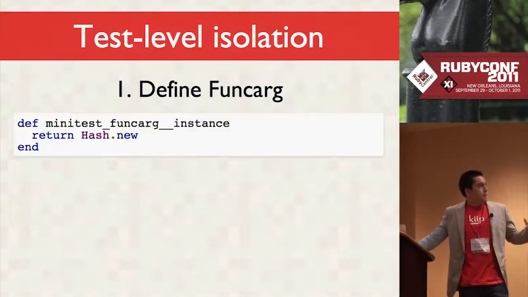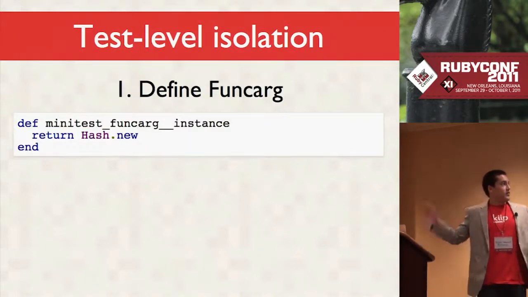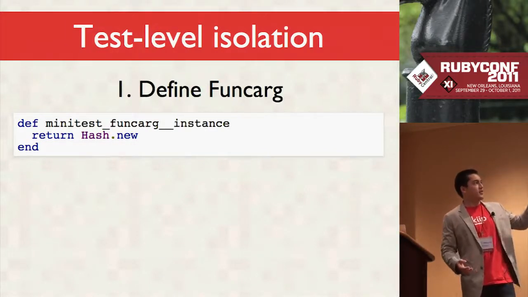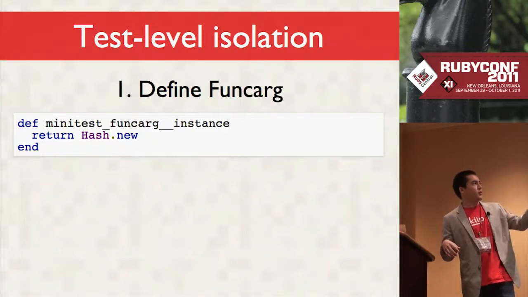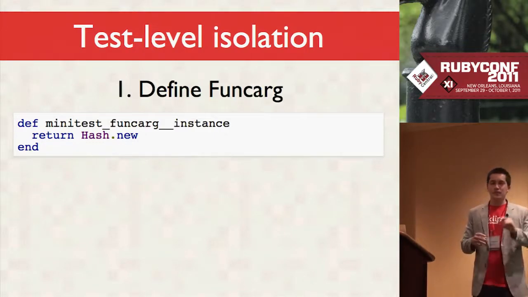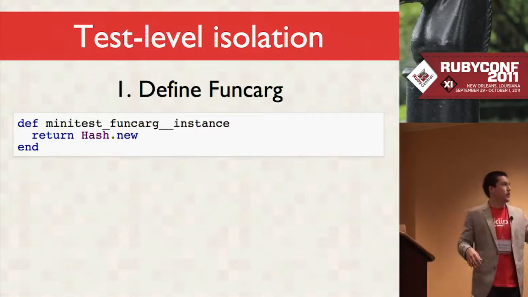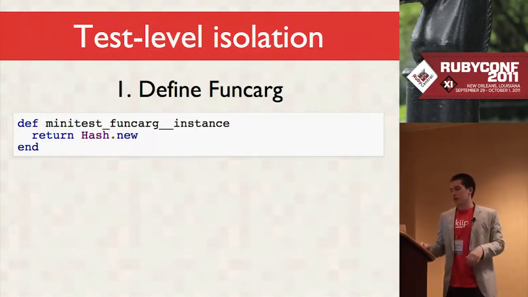And the way it works in Ruby is you define some method that matches a certain signature. So in this case, the magic key is to prefix it with minitest underscore funcarg. Then you do 2 underscores and then the parameter name, and then you return what it's going to do.